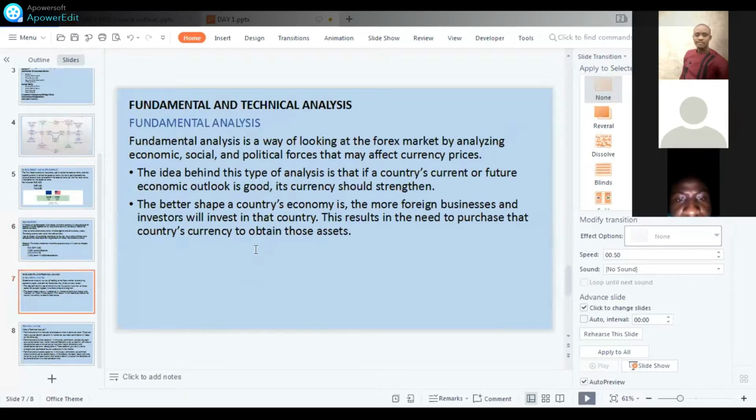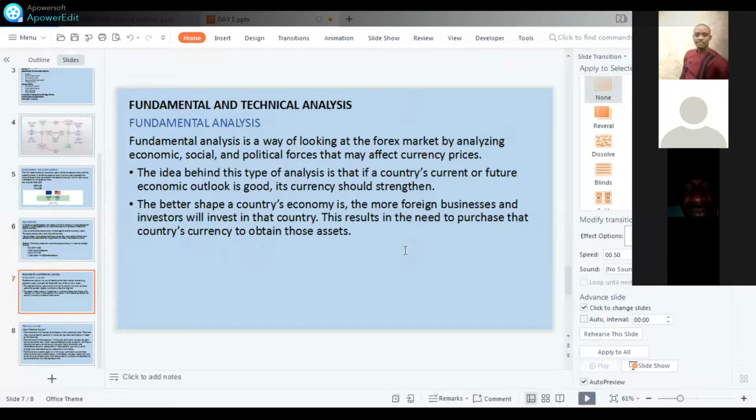Fundamental analysis and technical analysis. Fundamental analysis is a way of looking at the forex market by analyzing economic, social, and political forces that may affect currency prices. The idea behind this type of analysis is that if a country's current or future economic outlook is good, its currency should strengthen. The better shape a country's economy is, the more foreign businesses and investors will invest in that country. Now, what am I trying to say?